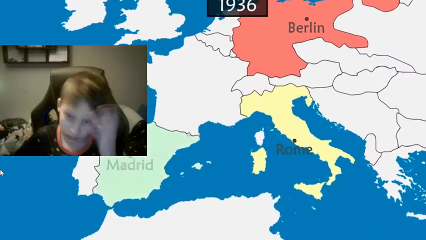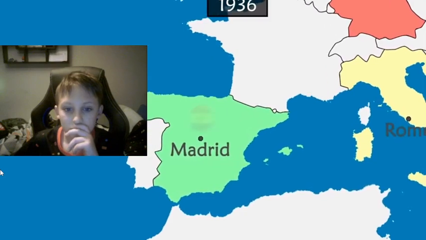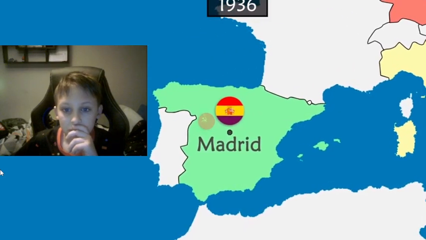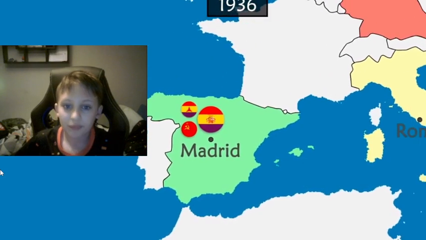In Spain begins 3 years of civil war opposing the Republican government supported by the USSR and the International Brigade.